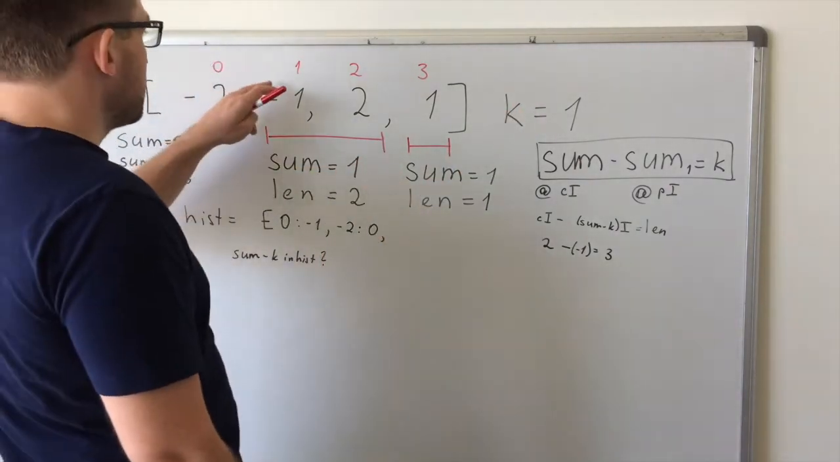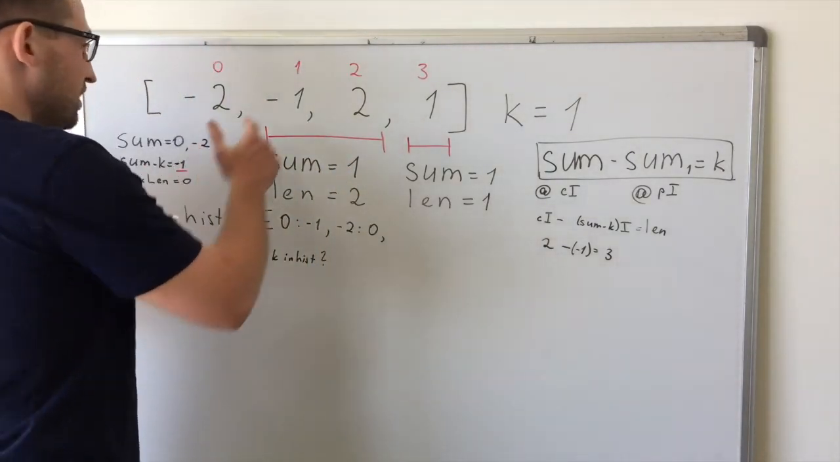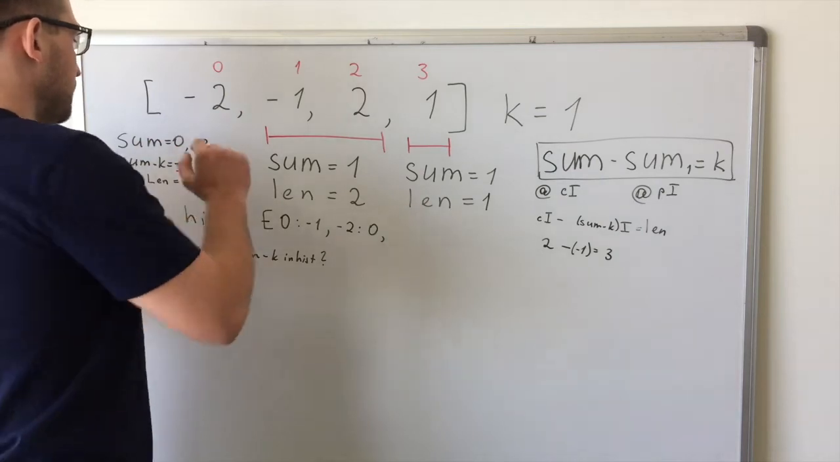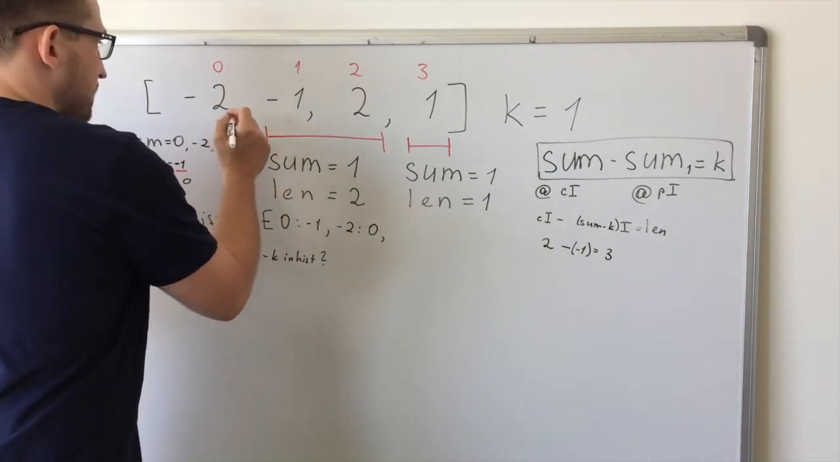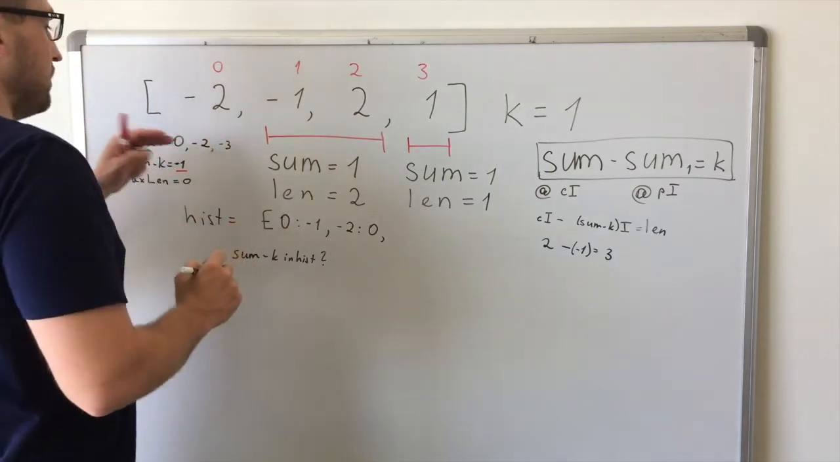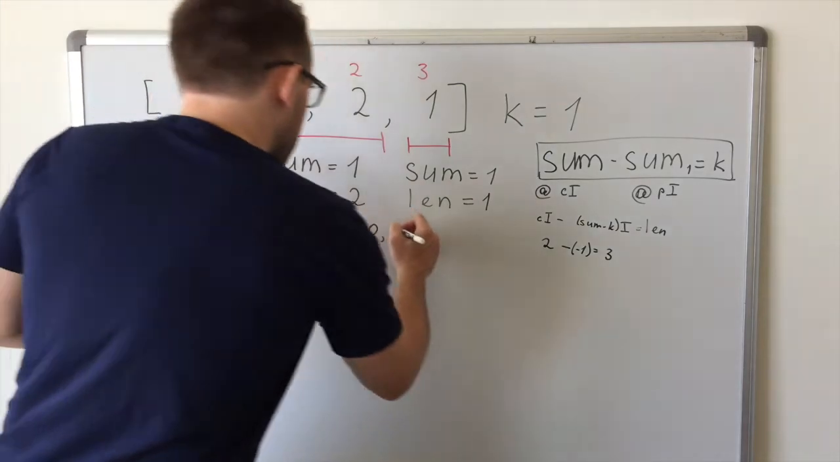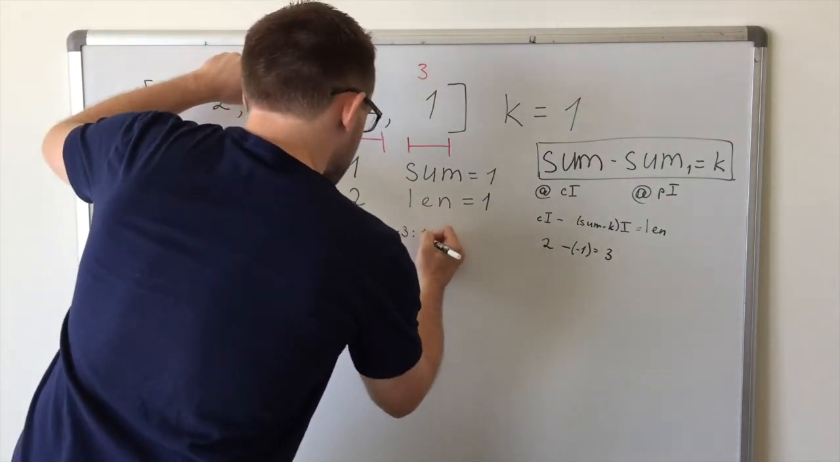Now let's keep going. Okay, so now we go to index 1. At index 1, what is my sum? So my sum is minus 2, minus 1. So that's minus 3. So my sum is minus 3. So let's record it here in our history. Minus 3. And my index is 1.